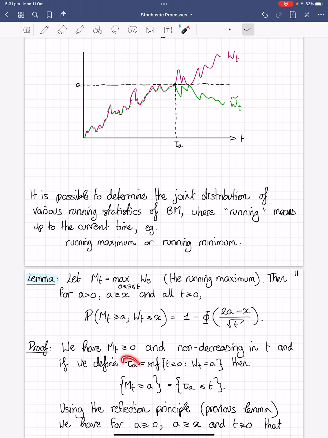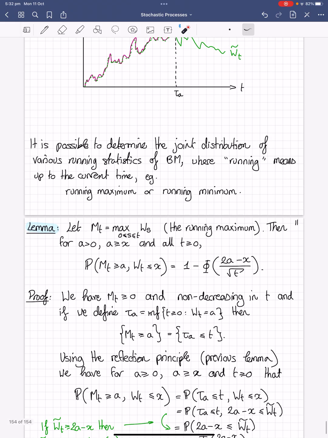If we define tau_A as the hitting time of the Brownian motion hitting the level a, it also means that the event that the running maximum is greater or equal to a basically means that the Brownian motion has to have hit level a at some time point before time t, right? Because it's the running maximum. And so that basically means that this event is equal to tau_A less than or equal to t, because this is the time at which the Brownian motion has hit level a.